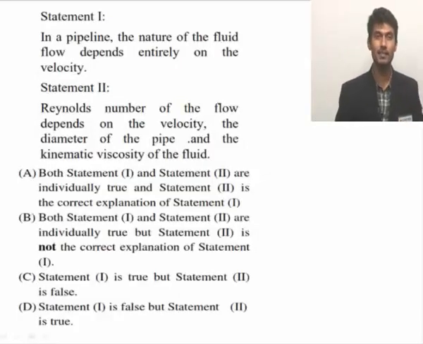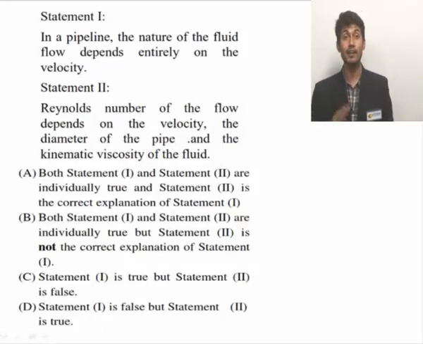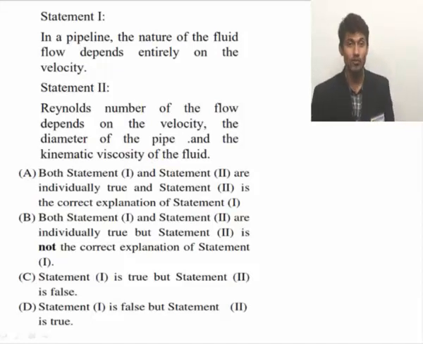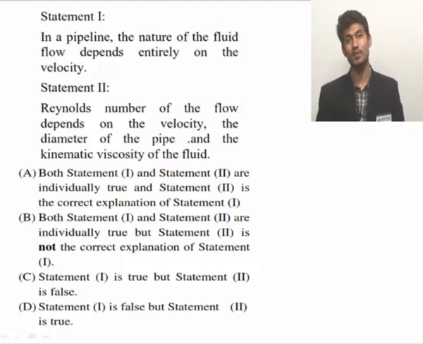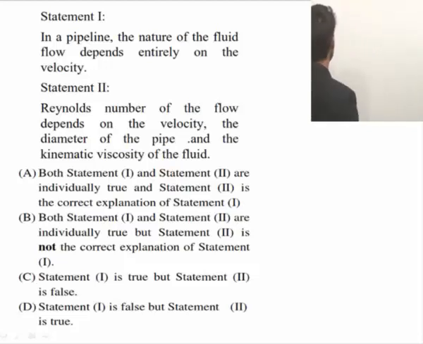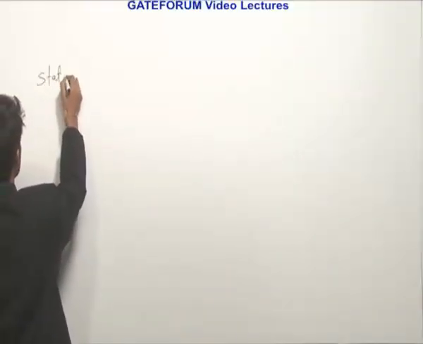Statement 1 given is, in a pipeline the nature of fluid flow depends entirely on velocity. Statement 2 given is, Reynolds number of flow depends on velocity, the diameter of pipe and kinematic viscosity of the fluid. We need to choose among the given options which option is suitable for our question.